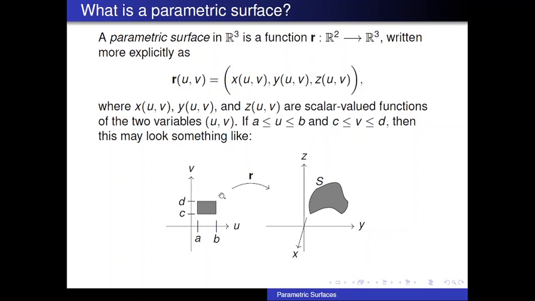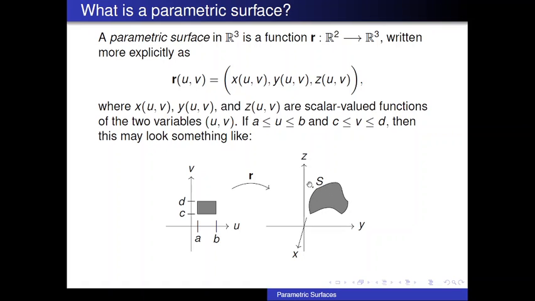Okay, so let's say that u varies between a and b, and v varies between c and d. Then the domain of our parametric surface would be a little rectangle over here in the uv plane. Then this generically could look like that: the function r takes this little patch of coordinate space in the uv plane and maps it into xyz space by maybe contorting that little rectangle around, but still giving us some kind of two-dimensional, what I would call a sheety thing, in three-dimensional space.